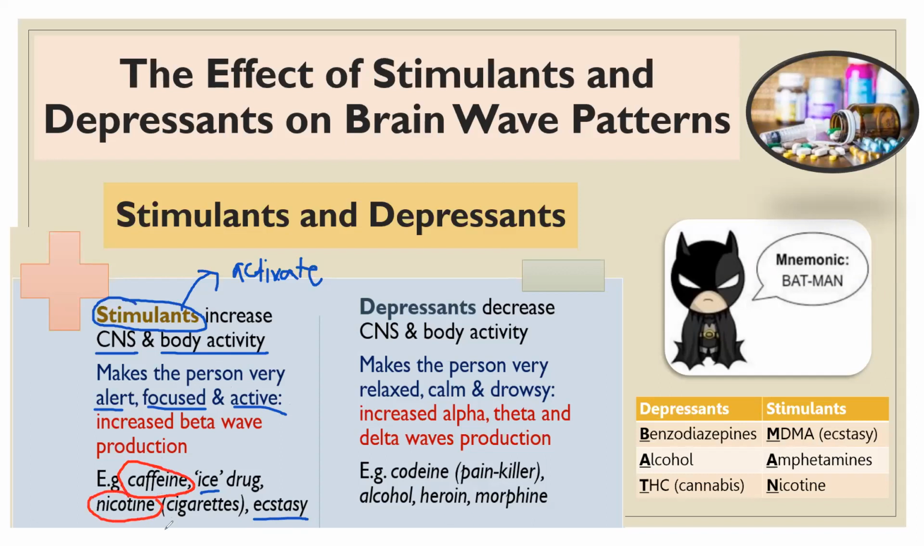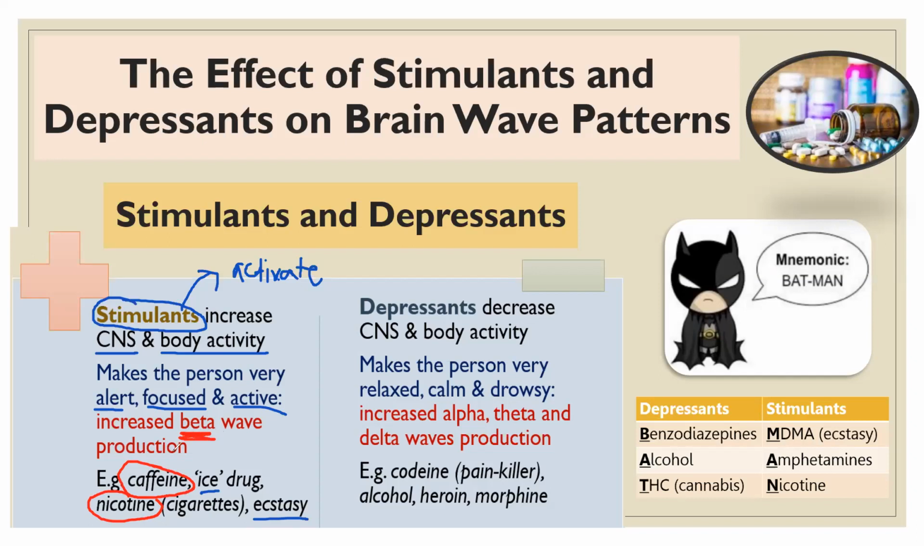You know, in the movies when people are stressed and then they're working on something and you see them just puffing on a cigarette, there's a reason for that. It's because nicotine is actually a stimulant drug. It makes a person more alert, more focused, and more active. And that's because it causes that busy brain type of brainwave, which is the beta wave.